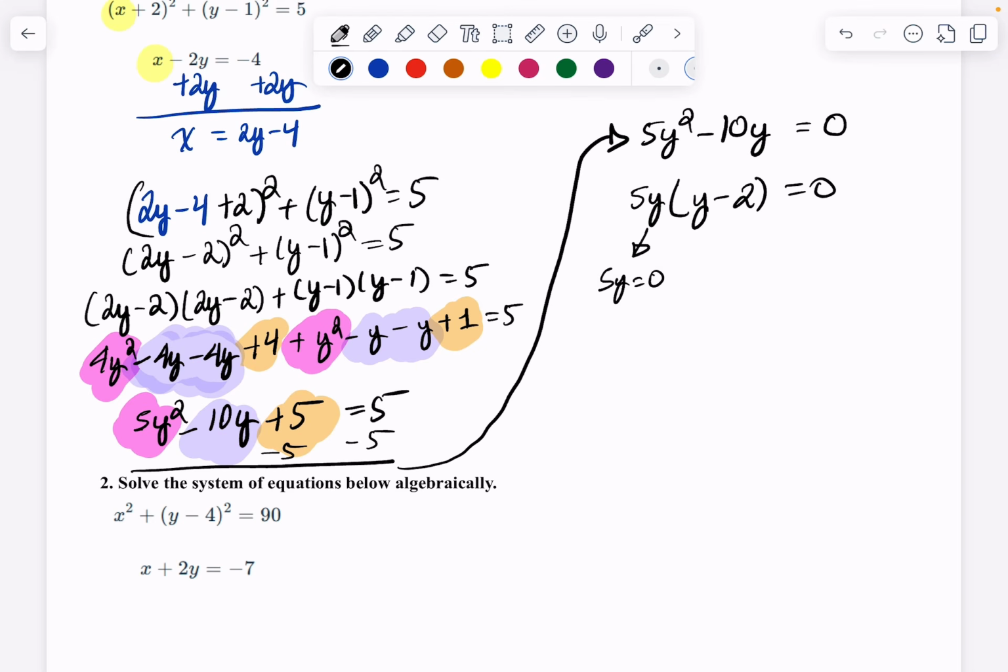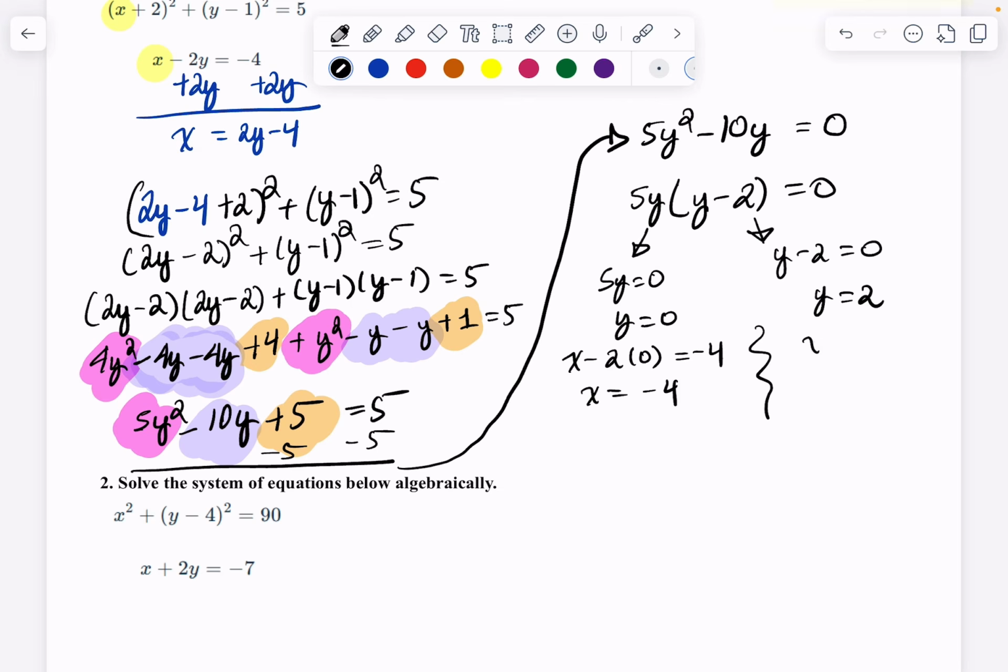5y is equal to 0, and then y minus 2 is equal to 0. So y is equal to 0, and y is equal to 2. We have to find the x value in order to have a solution set. So I'm going to do x minus 2 times 0 is equal to negative 4, which means x is equal to negative 4. Then I'm going to do it one more time: x minus 2 times 2 is equal to negative 4, which means x minus 4 is equal to negative 4. That means x is equal to 0.